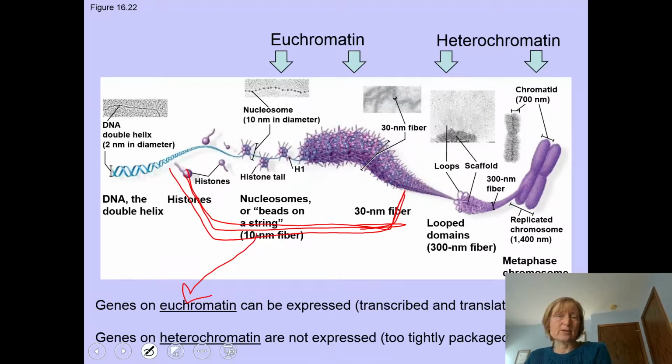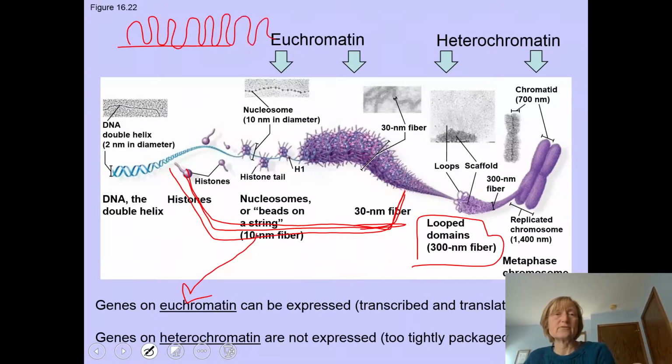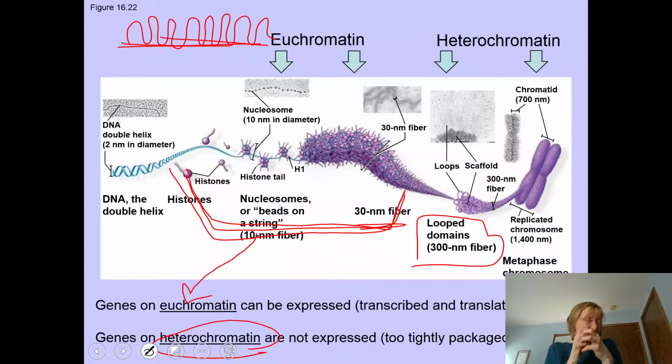Then, however, the 30 nanometer fibers can be made into 300 nanometer looped domains. It's sort of like there's a scaffolding that loops these fibers up, and so you get this kind of tightly packed 300 nanometer thick fibers. At this point, the genetic material is called heterochromatin, other chromatin. It can't be used when it's packaged this tightly. It can't be expressed. We can't get in there with machinery to make RNA, and then the RNA is used to make proteins, right? Because it's too tightly packaged.